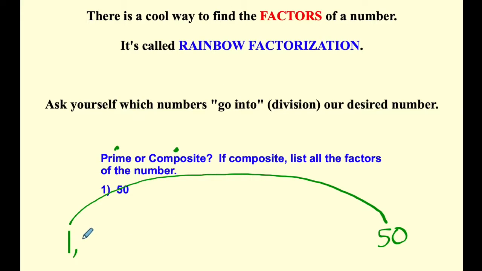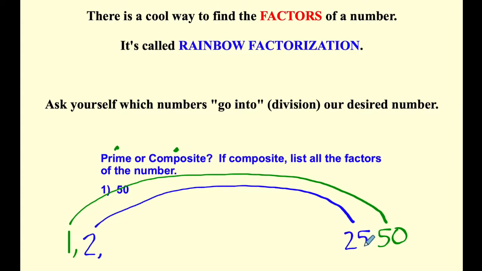We're going to work our way up the numbers trying to identify factors. For example, is 2 a factor of 50? Well, the answer is yes, because 50 is an even number. That's one of our divisibility rules. 2 goes into 50 25 times. So you see how we made another little rainbow connection?